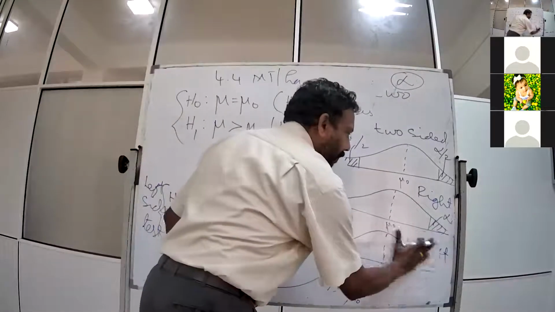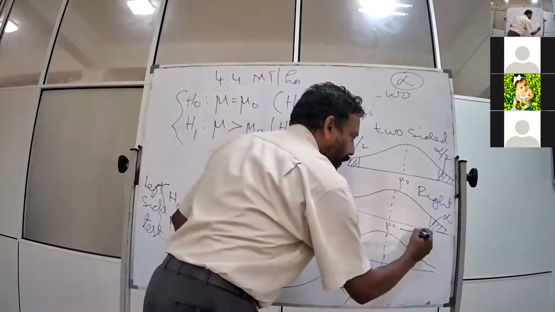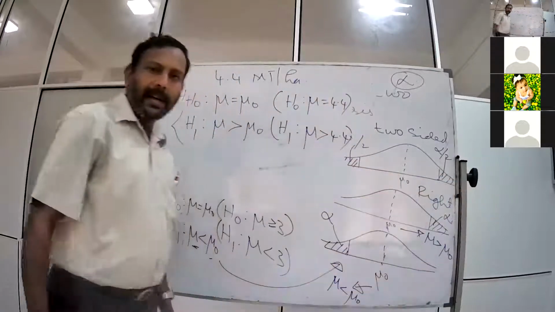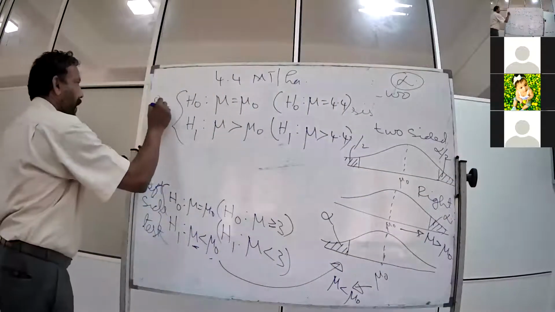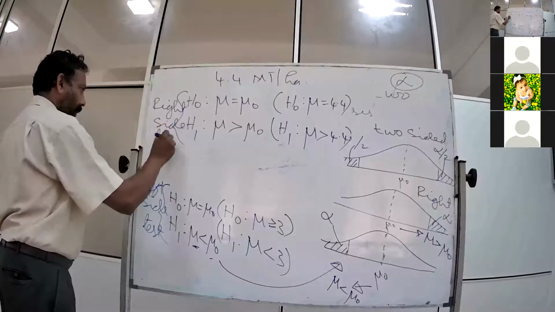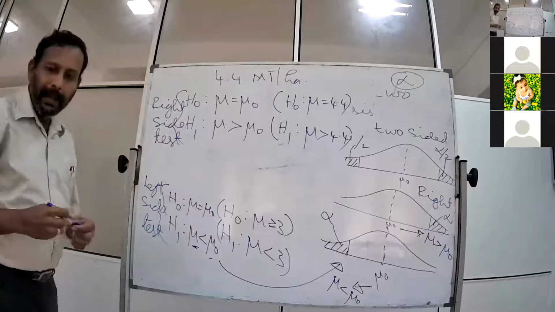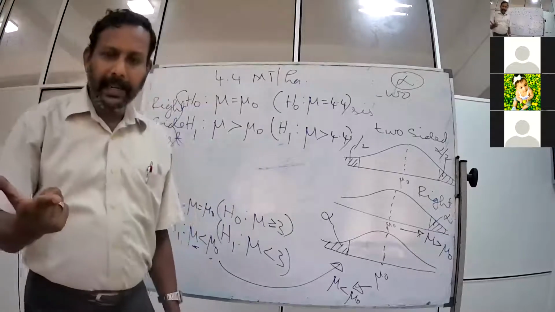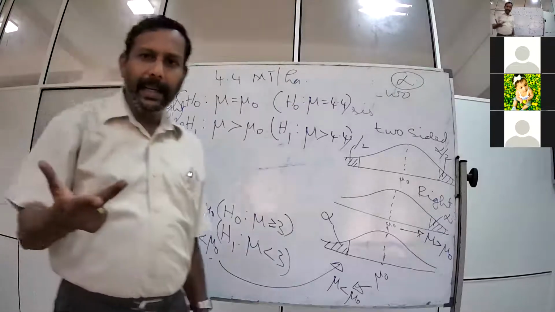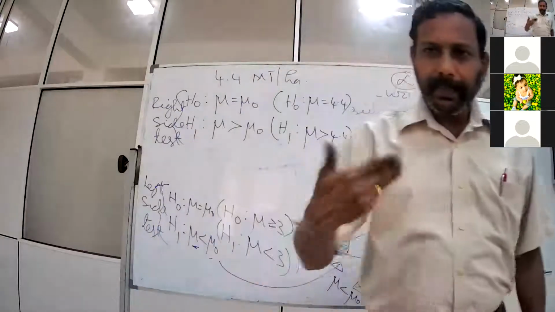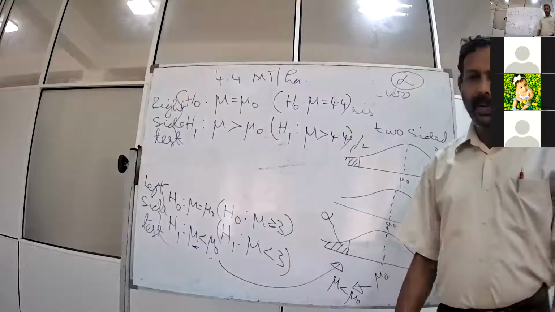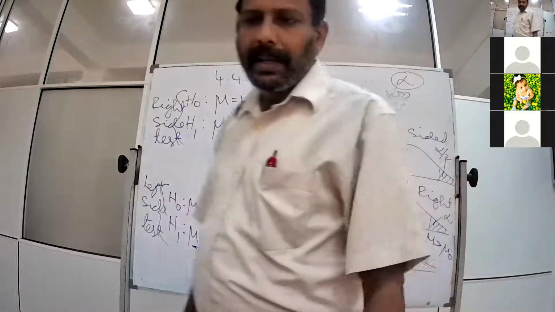Here, what is happening? Mu greater than mu naught. That means it is on the right side. So this is the right side. Whether it is a two-side test, right side test, or left side test totally depends on how we ask the question. Is it clear?